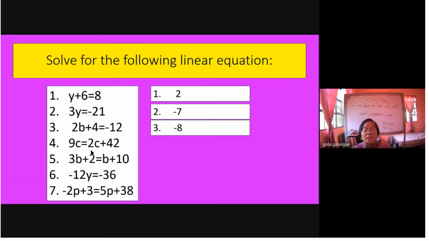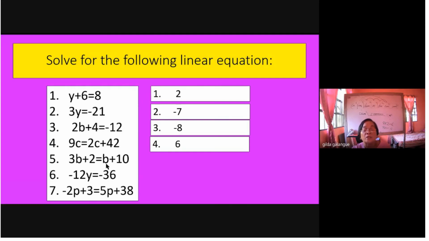Now, we will add negative 2c on both sides of the equation. This is negative 2c, negative 2c. 9c minus 2c is 7c. 7c equals 42. And 42 divided by 7. What is the answer? The answer is 6.